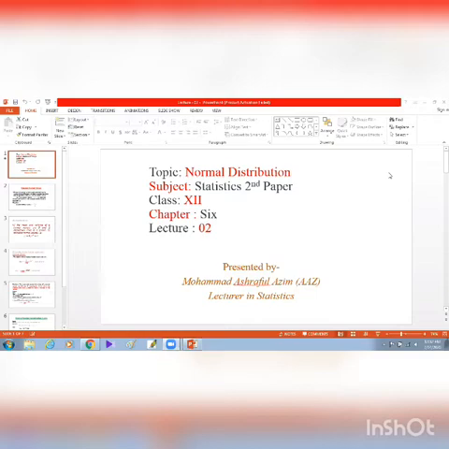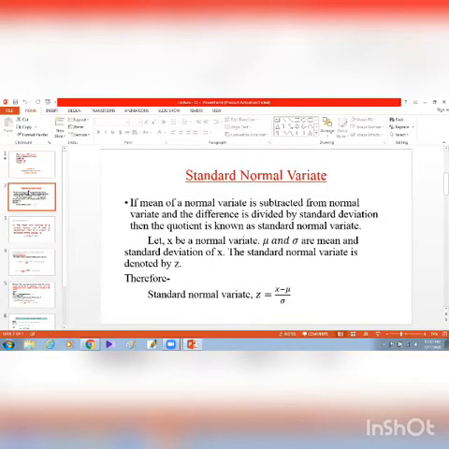Dear students, in the previous class, I discussed the definition of normal distribution and some important criteria of normal distribution. Today, we are going to discuss the standard normal variate. It's also one kind of normal variate, but if the mean of a normal variate is 0 and the variance is 1, in that moment the normal variate is converted to a standard normal variate.